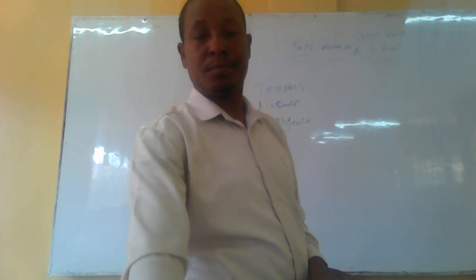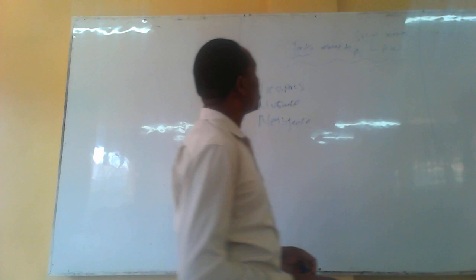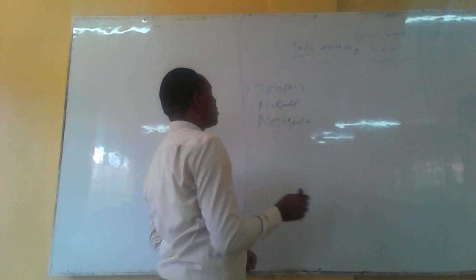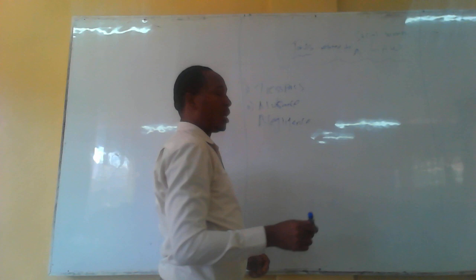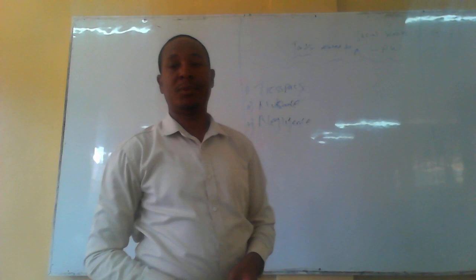So, when we talk about torts related to social work, we're talking about trespass, that's number one. We're talking about nuisance, that's number two. And we're also talking about number three, negligence. So we start with the first one, that is trespass.